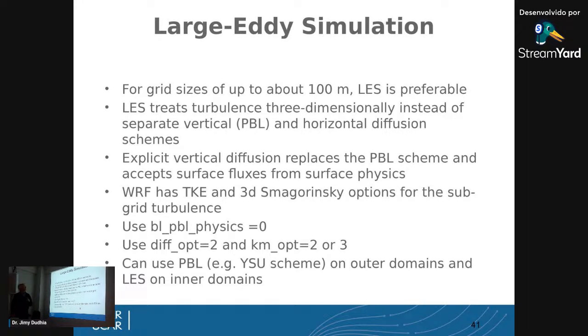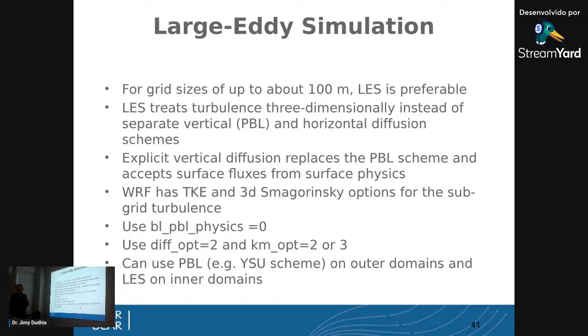So at the LES scale, we have a couple of options to enable this. For grid sizes up to about 100 meters, LES is a preferable choice. LES treats the turbulence three-dimensionally instead of separate vertical and horizontal diffusion schemes. Explicit vertical diffusion replaces the PBL scheme and accepts the surface fluxes from the surface physics. So the heat flux and moisture flux and momentum stress are all inputs to even the LES scheme.